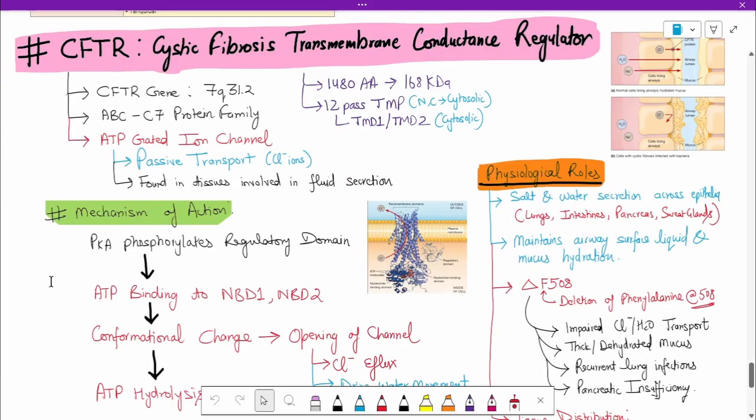We are coming to the exception we talked about earlier, the exception of channels, the CFTR. It stands for cystic fibrosis transmembrane conductance regulator. The CFTR gene is present on the q arm of chromosome number 7. It belongs to the ABCC7 protein family. It is an ATP gated ion channel responsible for passive transport. Now this is an ion channel. It will transport passively, but ATP will be required for the opening of the gate of this channel.